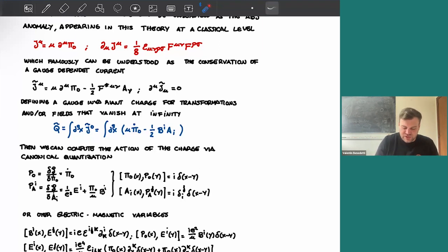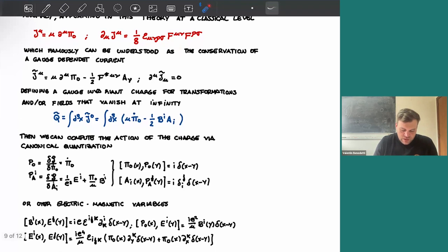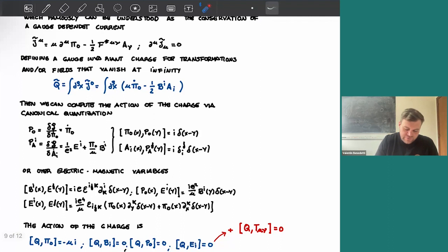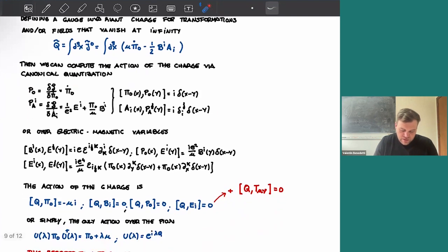And then we can compute the action of this charge over the canonical variables. So one can aim at a canonical quantization of the theory. The momentum associated with the scalar field is the time derivative, the velocity. And the momentum associated to the gauge field is the electric field, as in the Maxwell field, but it also has this composite term here. These momenta obey canonical relations with the canonical variables, and these commutation relations can be rewritten in terms of electric and magnetic fields, so we understand what's going on in this way.